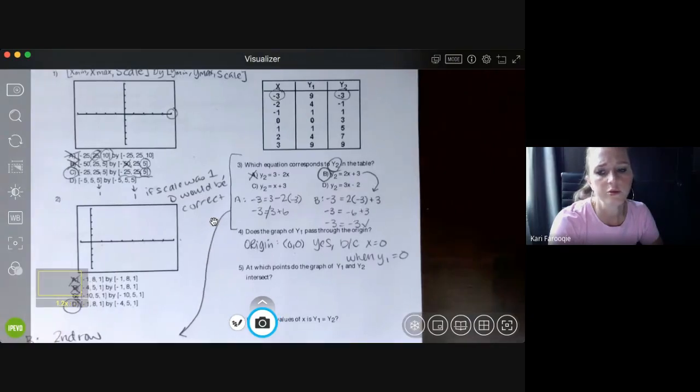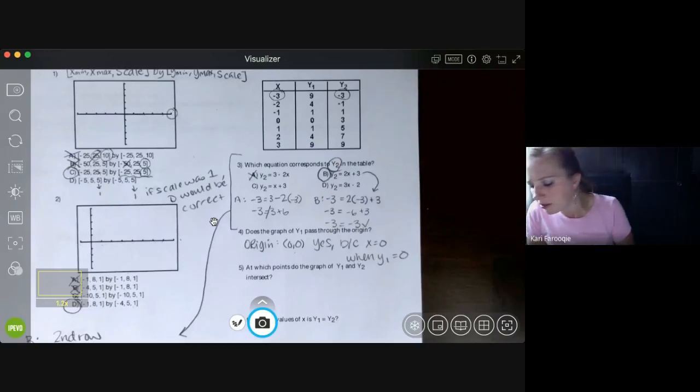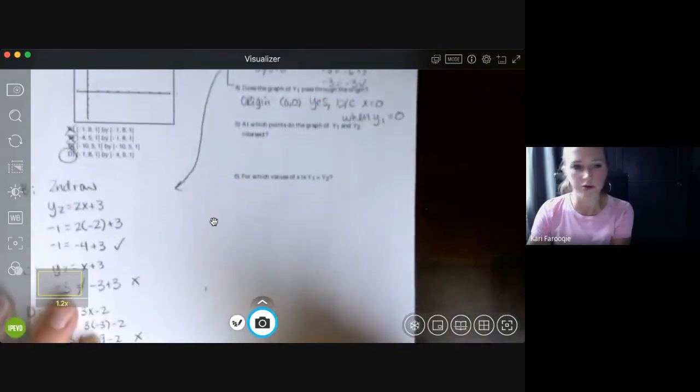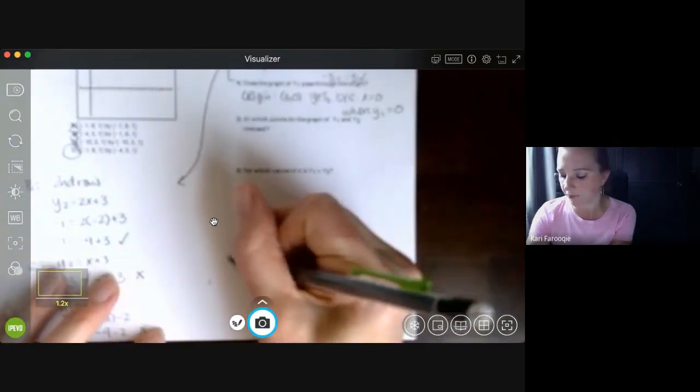Okay, questions on number 4? Okay. The next question is, at which points do the graphs of y sub 1 and y sub 2 intersect? Now, if your two graphs are intersecting at a point, think about what that must mean in terms of what's happening with the graph. I mean, you can just draw a little sketch to see what's happening.